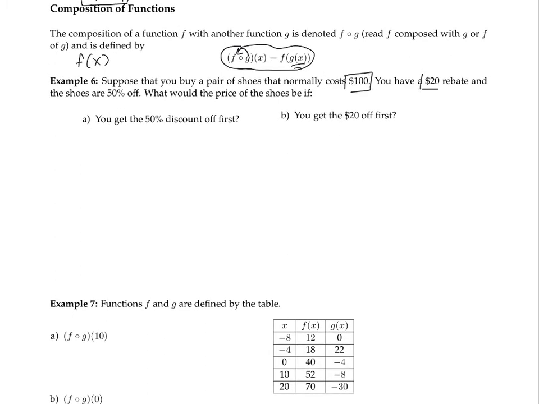You have a coupon, $20 off, and the shoes are 50% off. We're going to pretend that they're going to let you choose which way you do these deductions. Do you want to do the 50% discount off first, or do you want to do $20 off first? What's the difference going to be? If you do 50% off first, your original price is $100, right? 50% off, what does that make your price? $50. Minus $20 is going to give you a total price of $30.